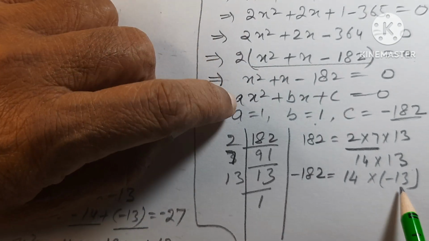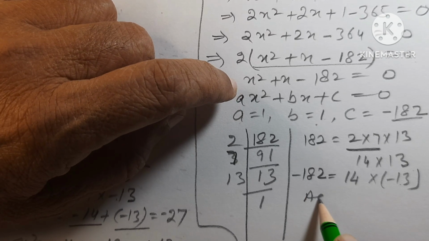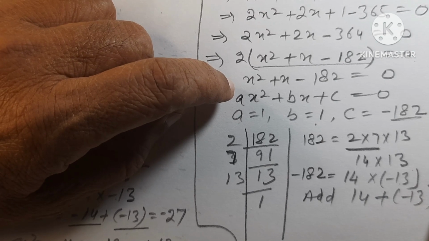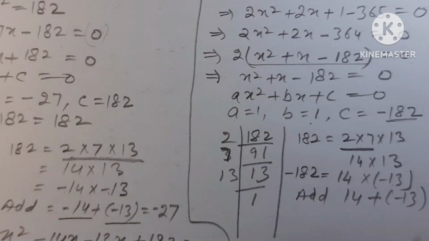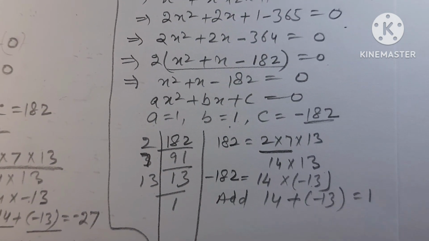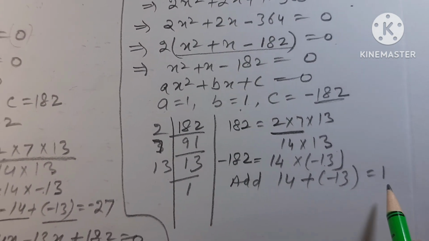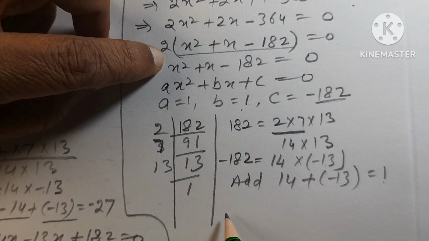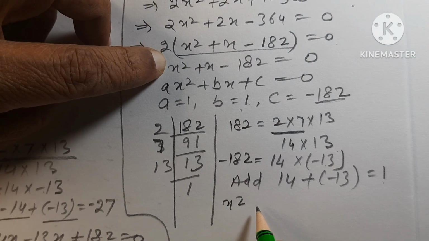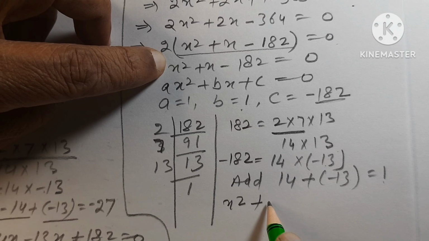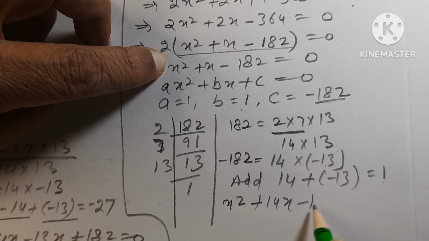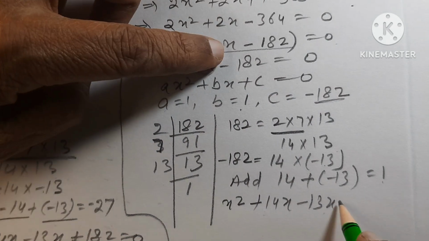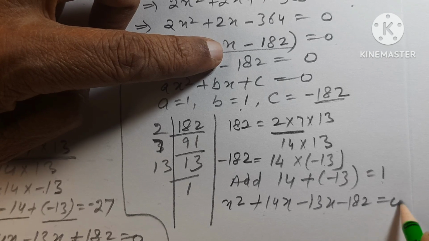Okay. So why I have kept minus with this? Because when we add 14 plus minus 13, it is equal to 1, which is my requirement. b is 1. So I'll put this equation x square plus 14x minus 13x. At the place of x, I am writing plus 14 minus 13. Minus 182 is equal to 0.